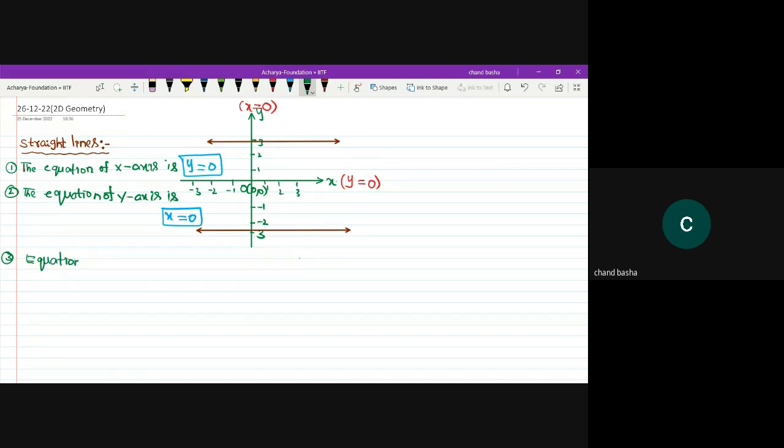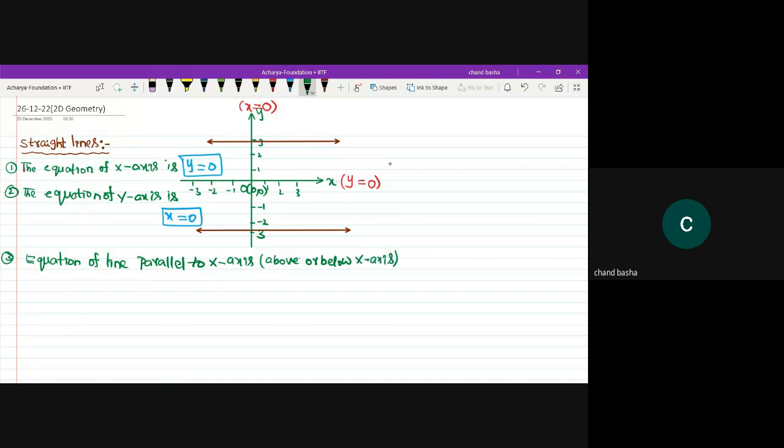Equation of line parallel to x-axis. That means above the x-axis or below the x-axis.